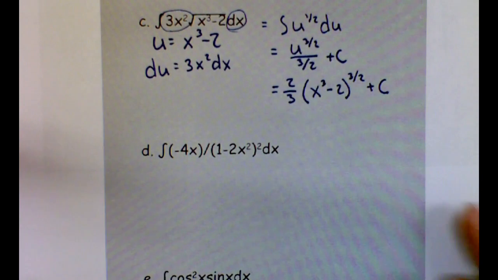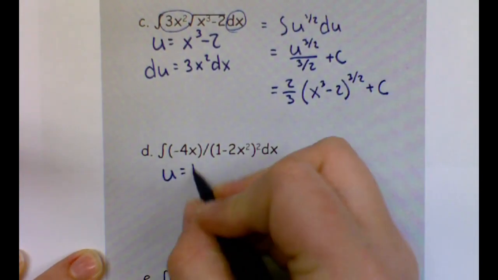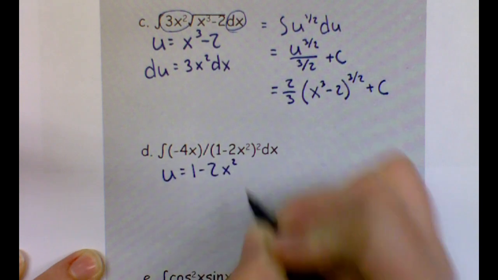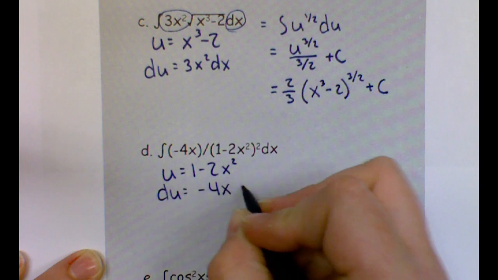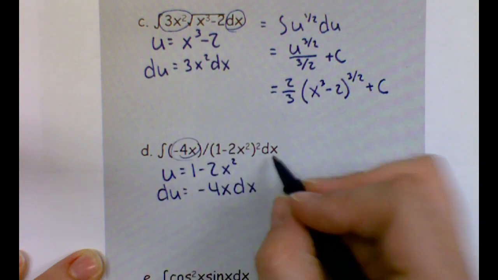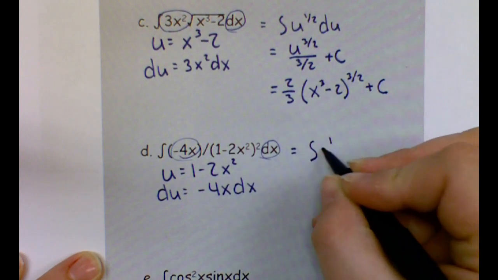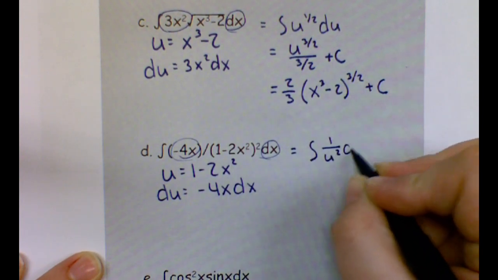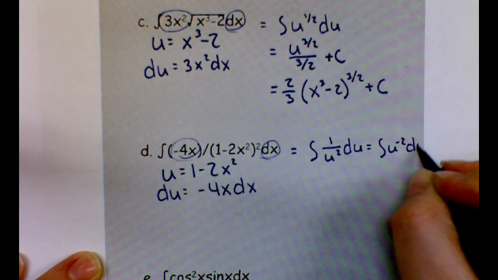And for letter D here, we choose our u substitution. I would choose this more complicated part, which is 1 minus 2x squared, which means du is negative 4x dx. And lucky for us, that is all right there. So we rewrite this in terms of u. We have 1 over u squared du, which is u to the negative 2nd power du.